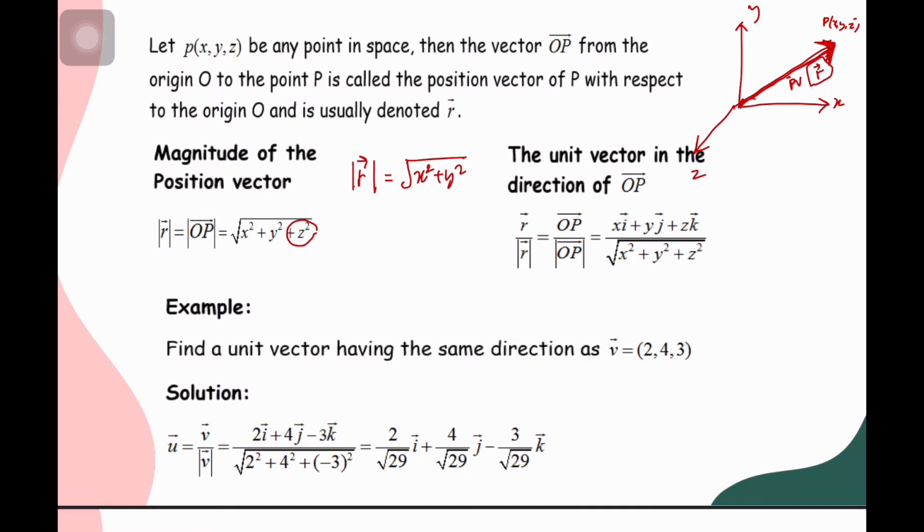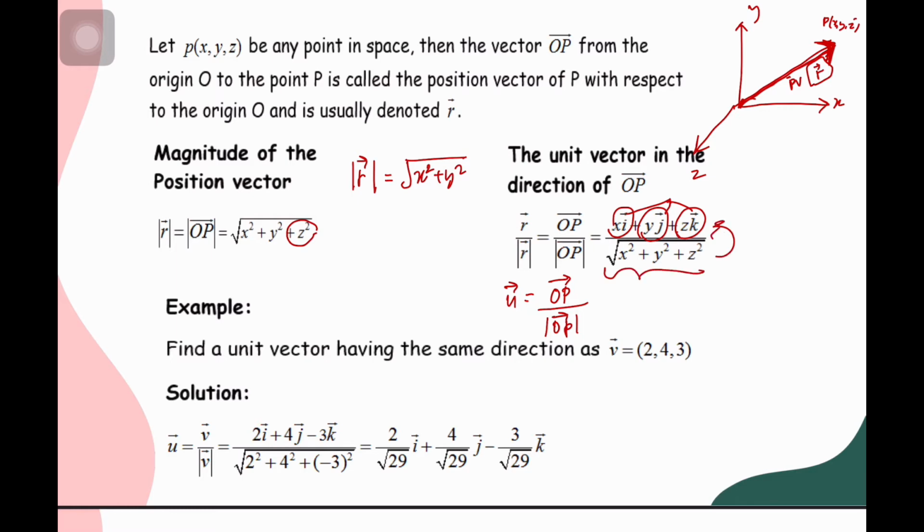Okay, to find the unit vector u, the formula is the position vector itself divided by its magnitude. So the position vector will be in the form of xi plus yj plus zk, where xi, yj, and zk we call the vector components. And we divide it by the magnitude of this vector.